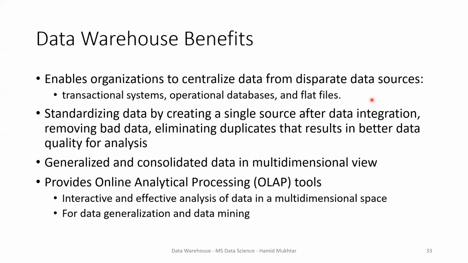Okay. So a data warehouse enables organizations to centralize data from disparate, meaning distinct or different, data sources. That's the main benefit. You don't need to go into different sources one by one and ask how they work. The data in the data warehouse will come to you automatically from different sources. They may contain transaction systems, for example, the cashier system, operational databases, again from the cashier system or about the product information, and flat files. Flat files means normal text files.